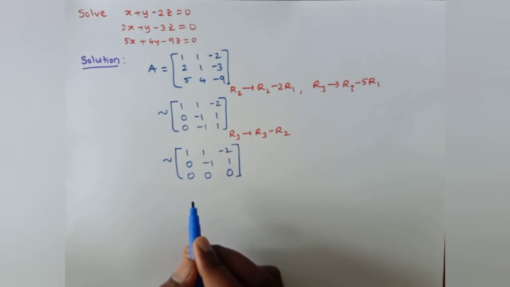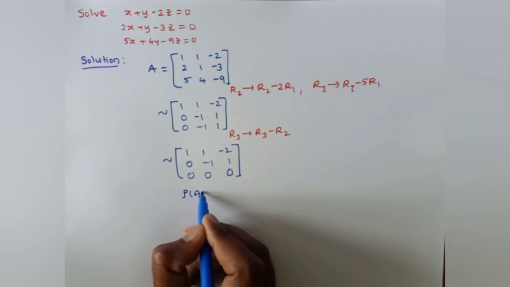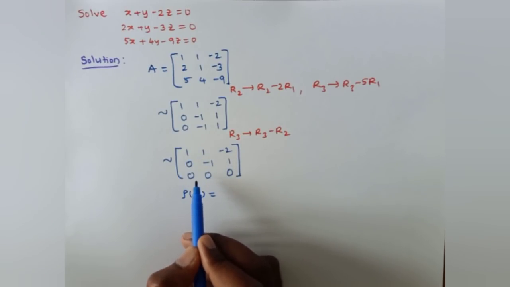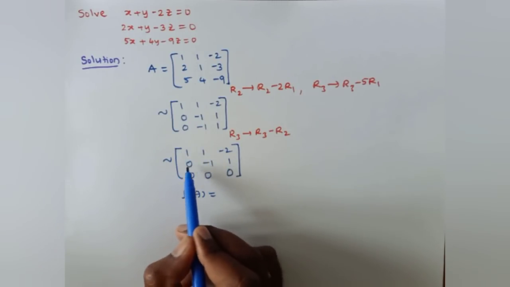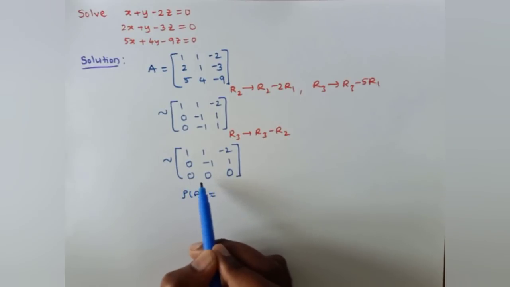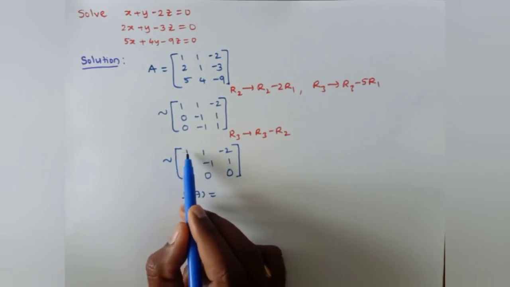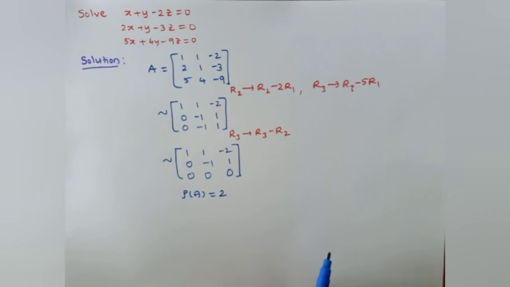See, you can observe the number of non-zero rows here. Rank of A is nothing but the number of non-zero rows present in this matrix after elementary transformation. How many are there? So this is 1, 2. You cannot count this since it is a 0 row. So the number of non-zero rows is 2. Therefore the rank of A is 2.